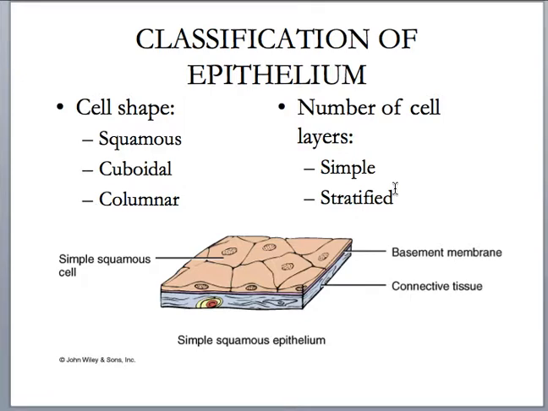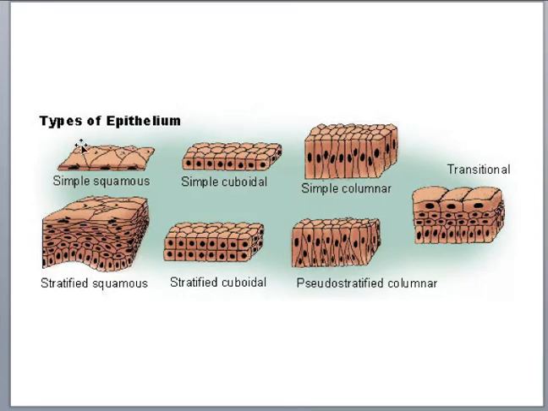Number of cell layers. Simple means a single layer of cells. Stratified means multiple layers. So if you look up here, we have simple squamous, a single layer of flattened cells. Simple cuboidal, a single layer of cube-like cells. And if you look at the nuclei of simple cuboidal, they're very spherical and they're located somewhat in the middle of the cells. This would be simple columnar, so a single layer of tall column-shaped cells. And the nuclei will be somewhat oval-shaped, and a lot of times you'll see it closer towards the basement membrane. So this would be where the basement membrane would be located, and up here would be that free apical space.